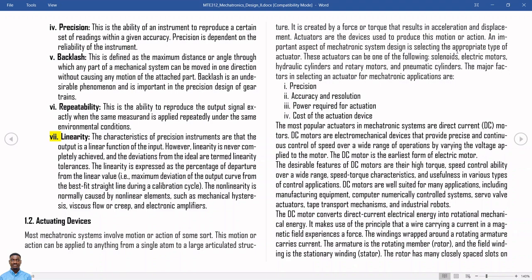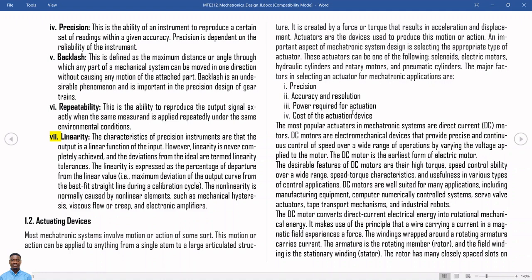And when it comes to selection of actuating devices, there are 4 major factors that one must consider. Number 1 is the precision, and also you have the accuracy and resolution of the actuating device, the power required for the actuation, and also the cost of the actuation device. So these are the 4 main factors that you need to consider when you want to select an actuator for a certain mechatronics design purpose.